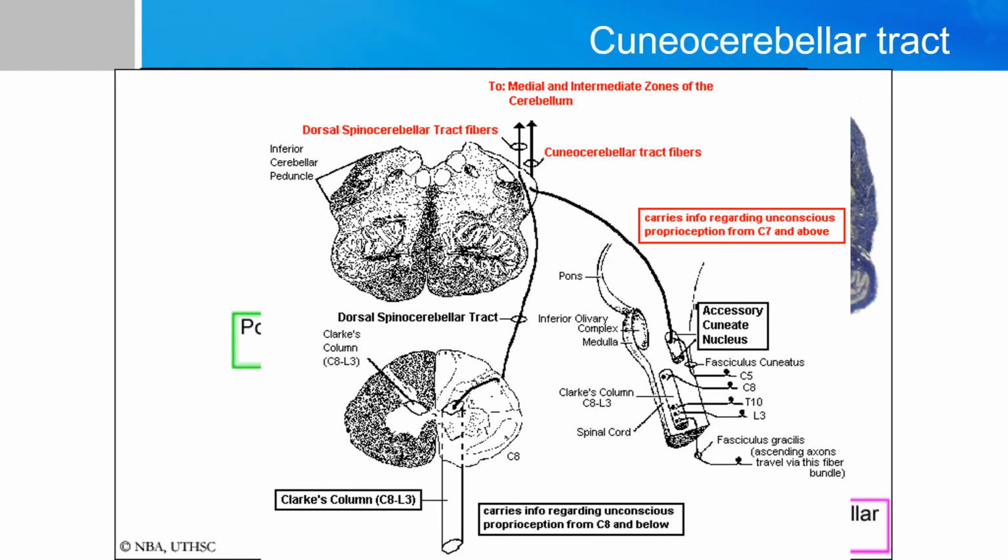And this is a summary of the two tracts that we talked about. Notice how the upper extremity is conveyed by the cuneocerebellar tract via the accessory cuneate nucleus, via the ipsilateral inferior cerebellar peduncle, while the dorsal spinocerebellar tract conveys information of the lower extremity.